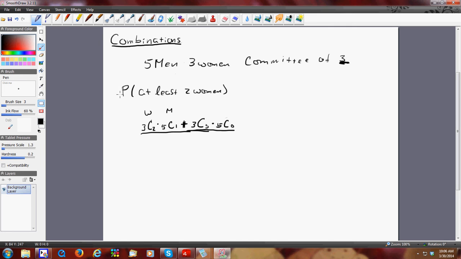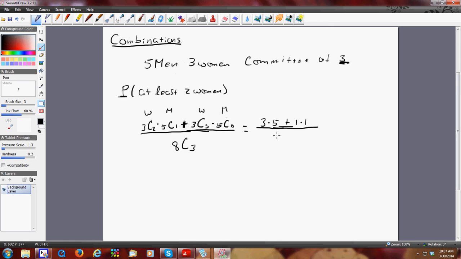Now remember, I said this is a probability question, which means it has to be a fraction. So how many people do I have in total? Well, I have 8 people in total. And how many am I choosing? I'm choosing 3. So 3 choose 2 is 3, times 5 choose 1 is 5, plus 3 choose 3 is 1, and 5 choose 0 is 1. And that makes sense. There's only one way I can do that.